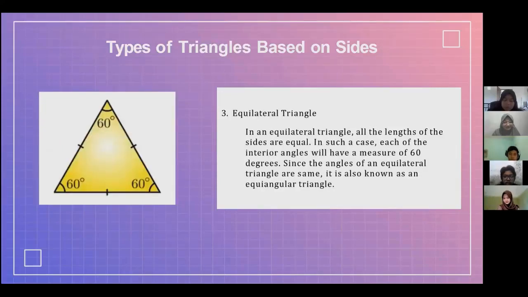3. Equilateral triangle. In an equilateral triangle, all the lengths of the sides are equal. In such a case, each of the interior angles will have a measure of 60 degrees. Since the angles of an equilateral triangle are the same, it is also known as an equiangular triangle.